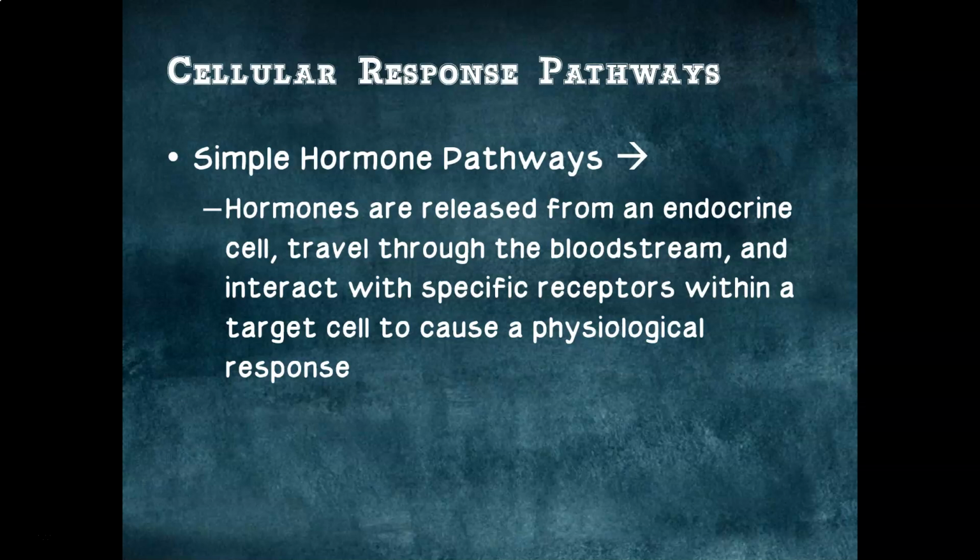So let's start off just talking some simple hormone pathways. When we discuss a hormone pathway, we're looking at the release of that hormone from its endocrine cell, it traveling through typically the bloodstream, and then ultimately that hormone gets to its target cell, interacts with its specifically coordinated shaped receptor, and then causes some sort of targeted response in that cell itself.